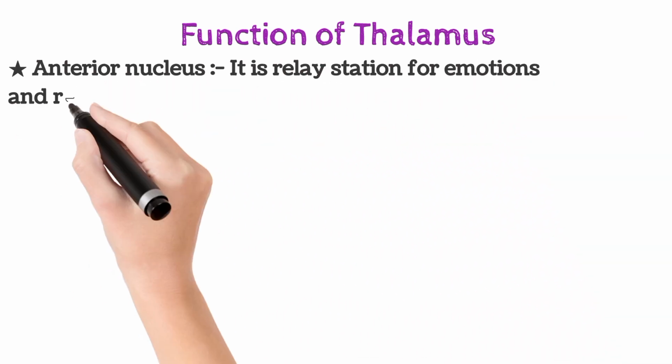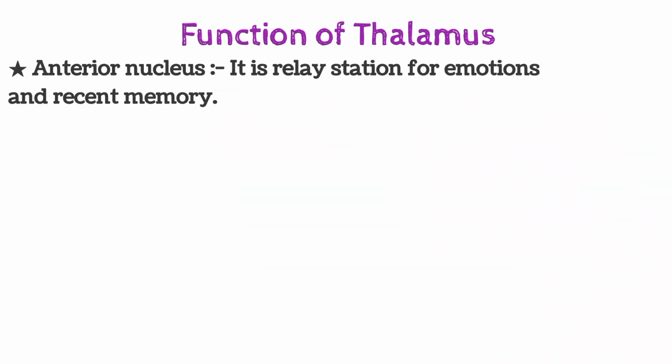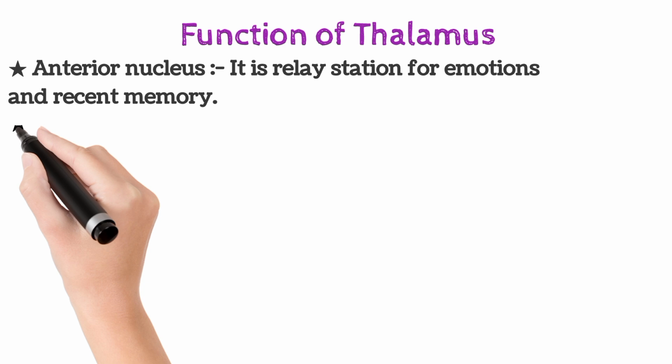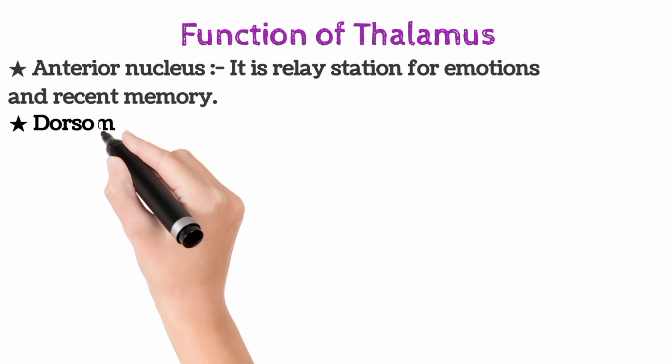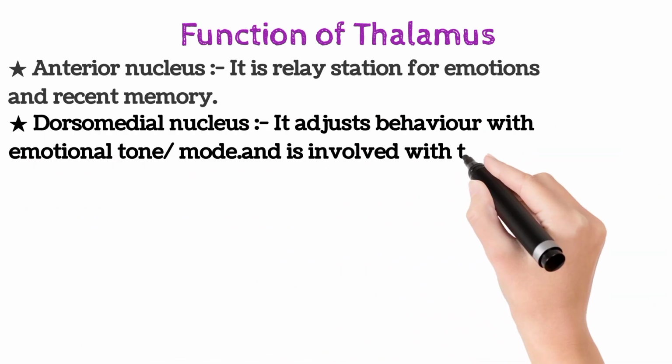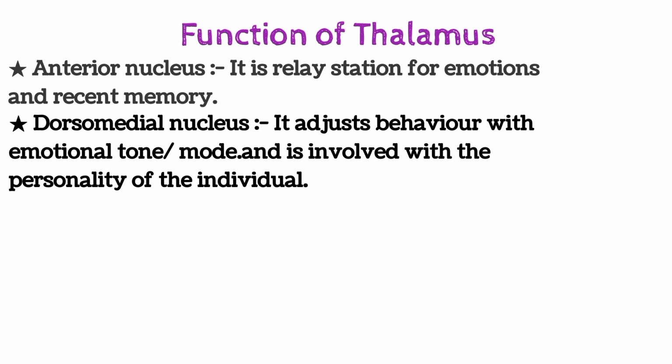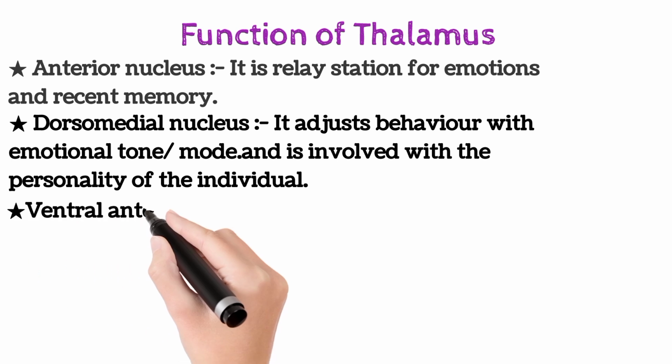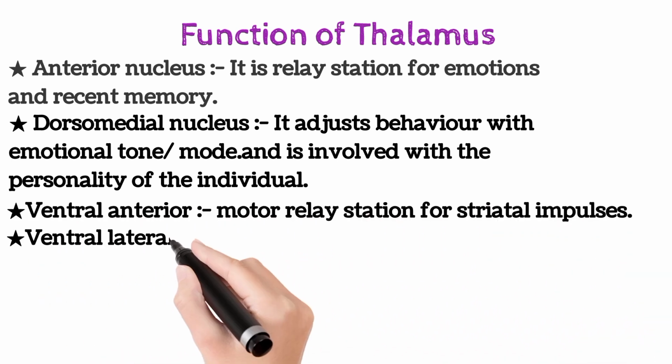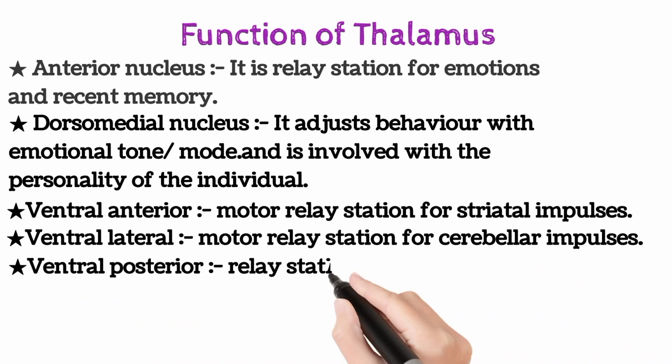Function of thalamus. Anterior nucleus, it is relay station for emotions and recent memory. Dorsomedial nucleus, it adjusts behavior with emotional tone or mood and is involved with the personality of the individual. Ventral anterior nucleus, it is the motor relay station for striatal impulse.